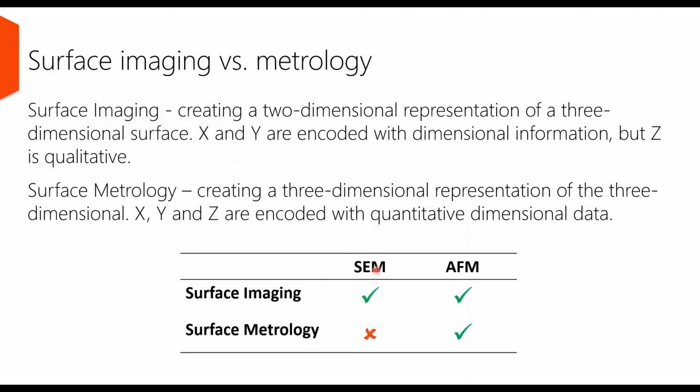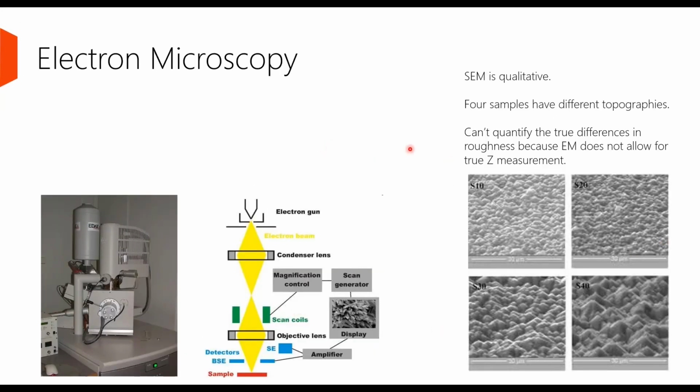So when you're comparing an SEM and an AFM, an SEM is obviously surface imaging, and so is an AFM, but if you're talking about surface metrology, an SEM doesn't have that quantitative Z dimensional data, whereas an AFM does. I think everyone's familiar with electron microscopy. An SEM is qualitative. For example, these four samples here all have different topographies, but we can't quantify the differences in the roughness because electron microscopy doesn't allow for true Z measurements.